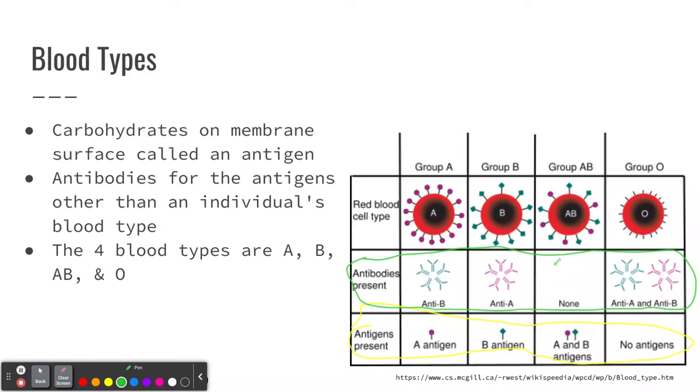That's going to allow people with blood type AB to be universal recipients. And then blood type O has both of them. So blood type O we'll learn is the universal donor, but they can only receive from blood type O.